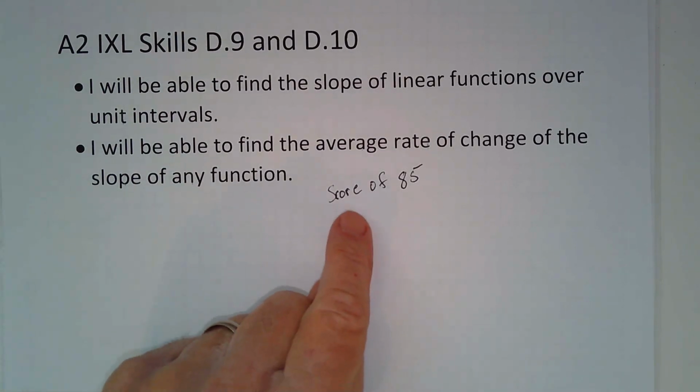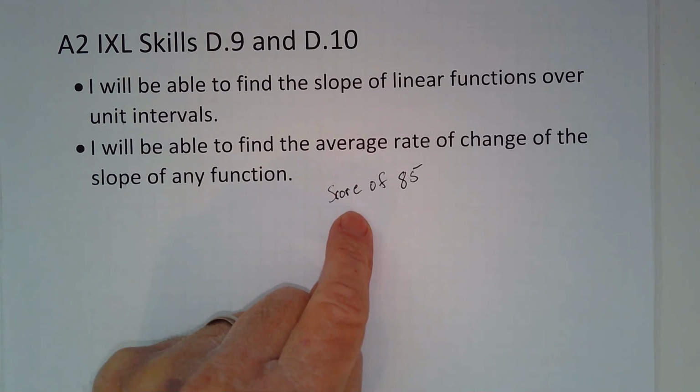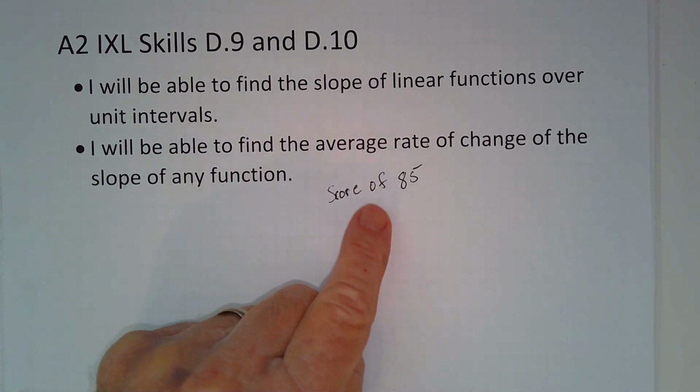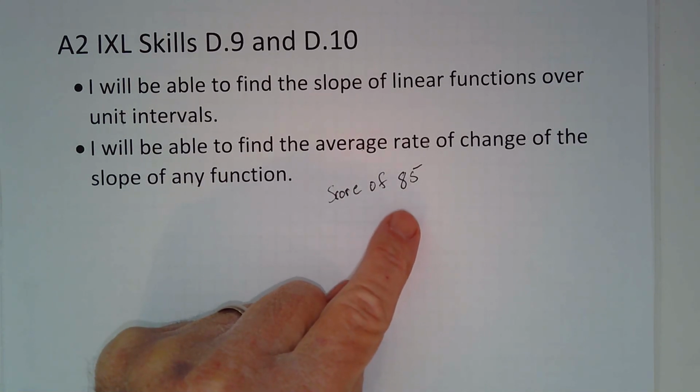I want to also remind you that our goal is a score of 85. You want to get to 85 points to achieve mastery. If you want to go over that, that is fine.